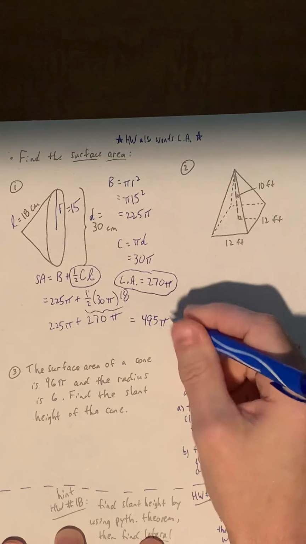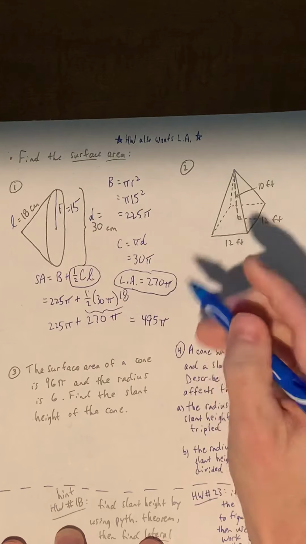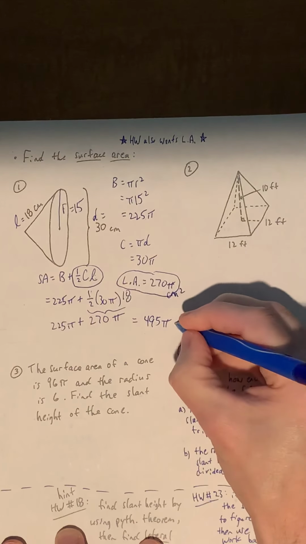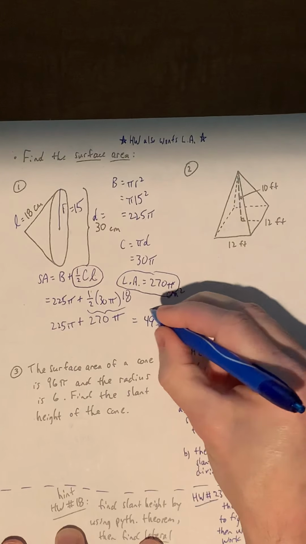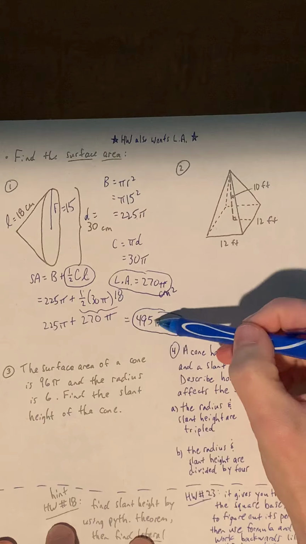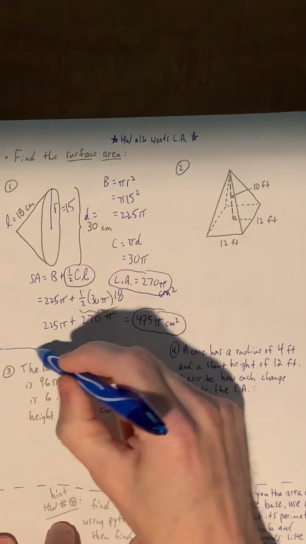We can put a unit on our answer. Looks like centimeters. You can also put centimeters squared on your lateral area. And there we go. For number one, lateral area here, total surface area, the entire equation right here. All right, let's look at number 2.